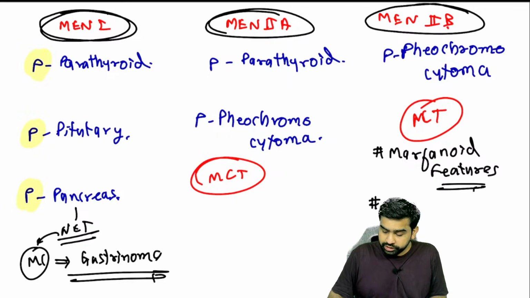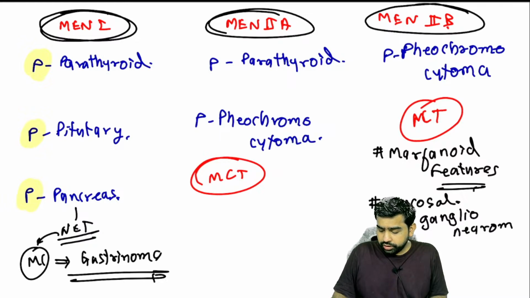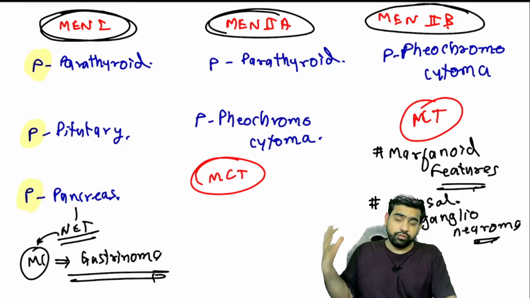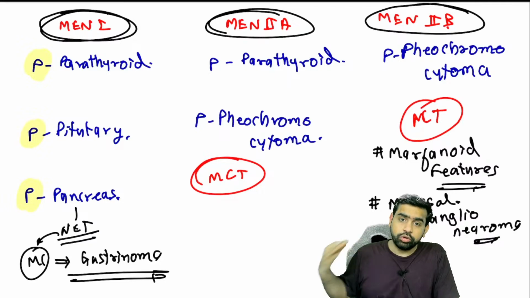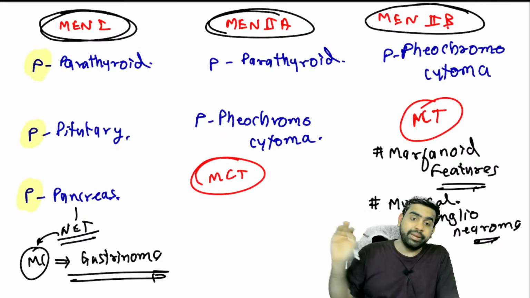Along with this, what you basically get are mucosal ganglioneuromas. Okay, you understand my point. So plexiform neurofibroma, mucosal ganglioneuromas, all those particular things are seen in the MEN2B syndrome.